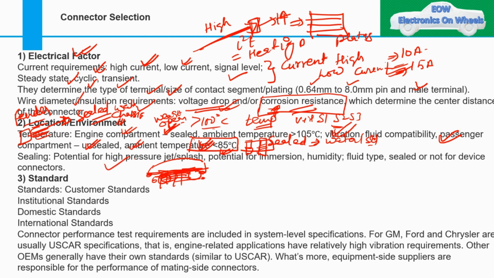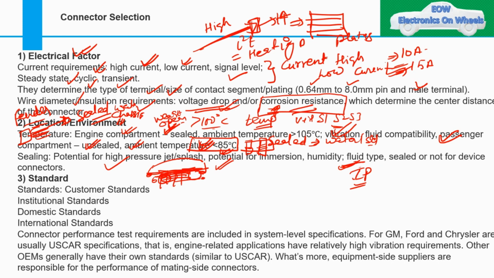Then potential for high pressure. Suppose when you are going for washing your car, at that time the pressure of the water jet is very high. Then you have to check which type of IP is given for that, or whether this particular connector can withstand the high pressure or not. So all these things you have to study, and then only you can decide based on that whether you need a shielded connector or what type of IP protection you need for that particular device.